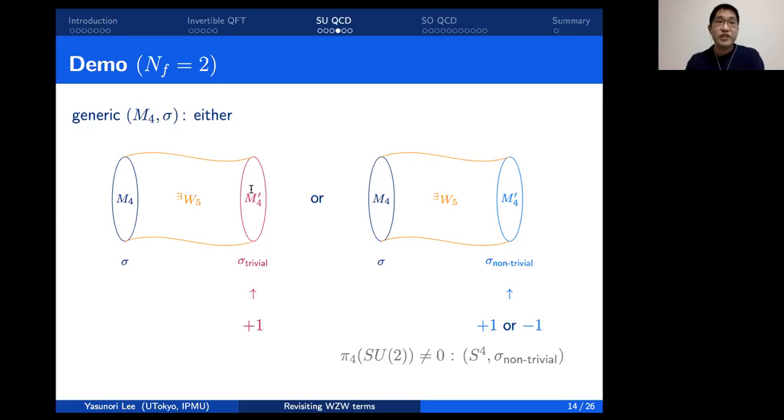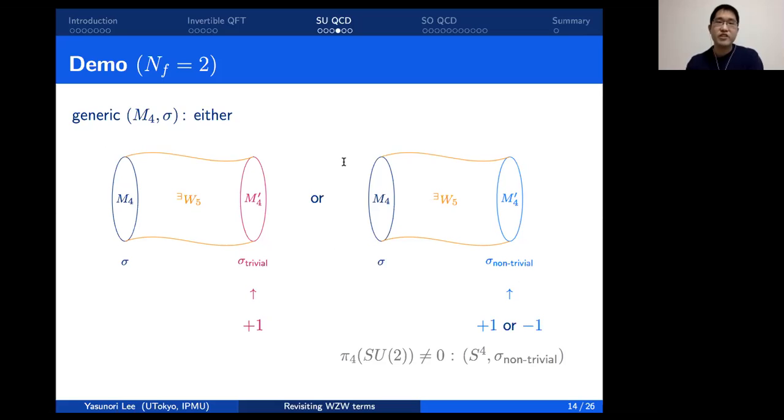So on this side, one can just demand the Wess-Zumino-Witten term on the other side here to be 1, since the sigma configuration is trivial. Then the desired Wess-Zumino-Witten term for this spacetime M4 is given by 1 times the ordinary Wess-Zumino-Witten term on W5. And since the ordinary Wess-Zumino-Witten term was absent for N_F equals 2, the product is 1 times 1 equals 1. So for M4 equipped with sigma belonging to this side, everything is trivial and nothing happens.